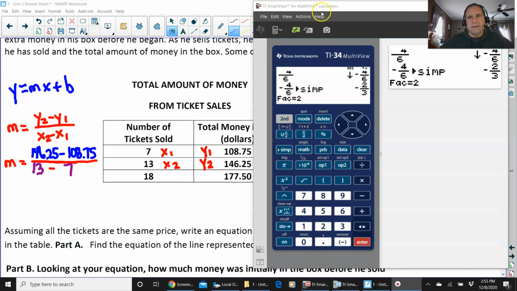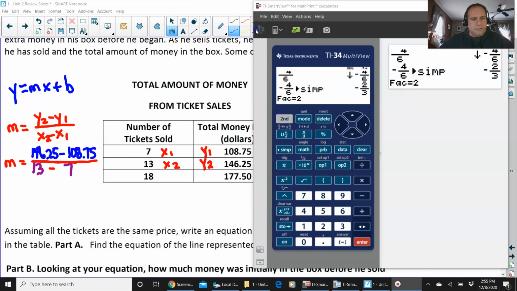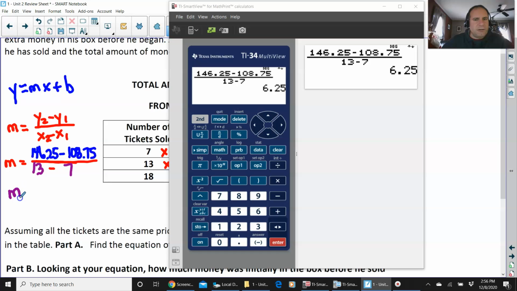Calculator time. All right. So I am going to make sure I press this fraction button right there, 146.25 minus 108.75. Then down 13, press the down button, and 13 minus 7, or down arrow, and then press the right arrow, and we are pressing enter. We have 6.25. 6.25.